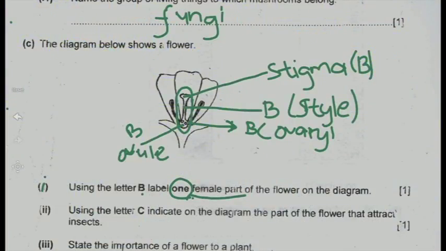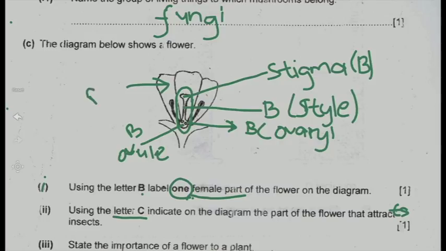Using letter C, indicate on the diagram again the part of the flower that is supposed to be attractive, that attracts the insect. A flower has to attract insects for pollination. So in this flower, we have to label the part that attracts insects and label it letter C. The part that attracts insects in a flower is the petal. It is the petal.